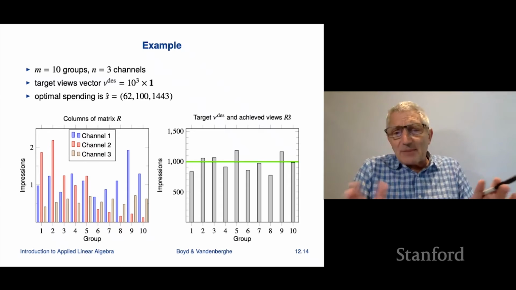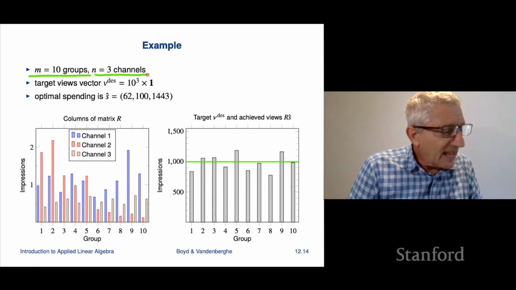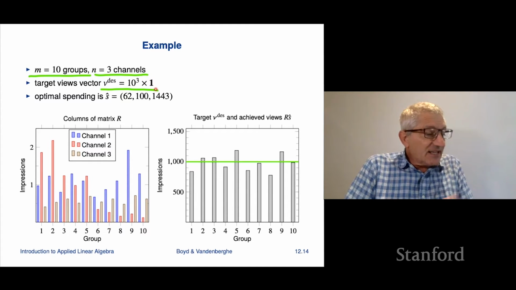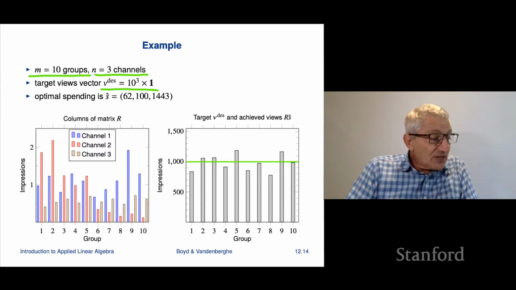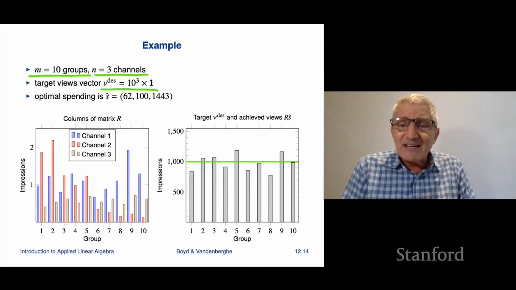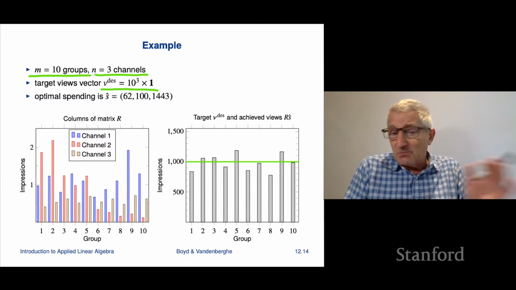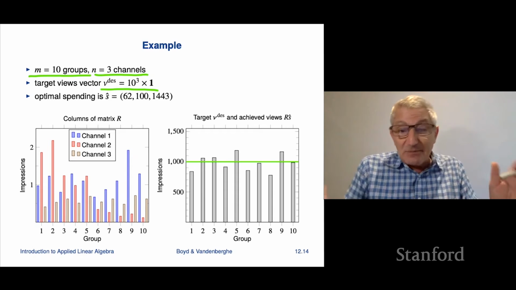It's a very baby example just to give you a rough idea. So I have 10 demographic groups and I have 3 advertising channels. My target views vector is this, I want to hit, let's say, 1,000, 1,000, 1,000. Now I believe that the views were in thousands of views. So basically, I have 10 demographic groups, and I would like 1,000,000 people in each group to see my ad or whatever it is. Okay, so that's the idea. It didn't have to be, but it's a simple way to do it.